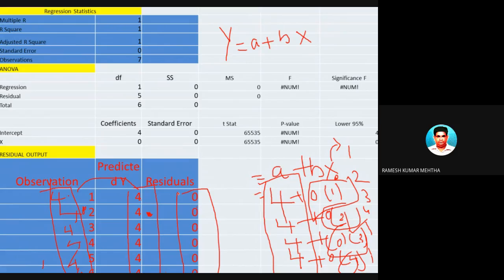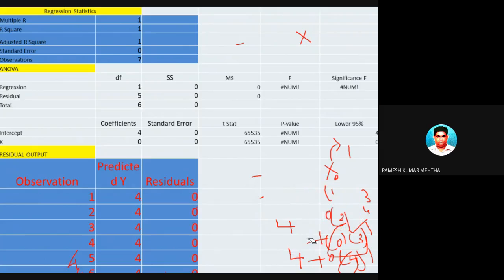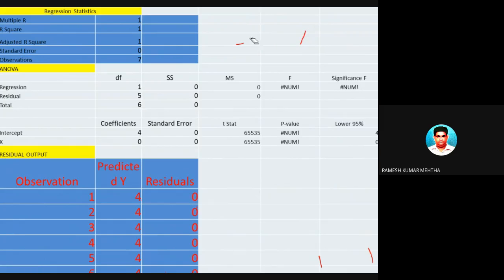Now what does this mean? The prediction model, or the model y is equal to a plus bx, is a very strong model which is able to predict the value of y with 100% accuracy. So let's understand it further in depth.